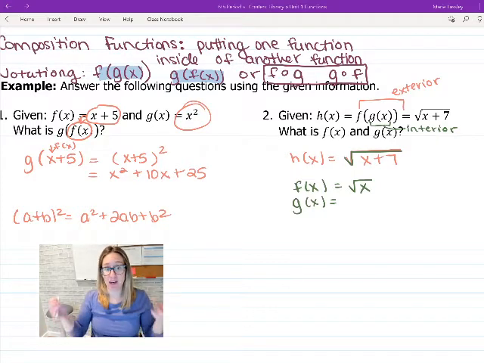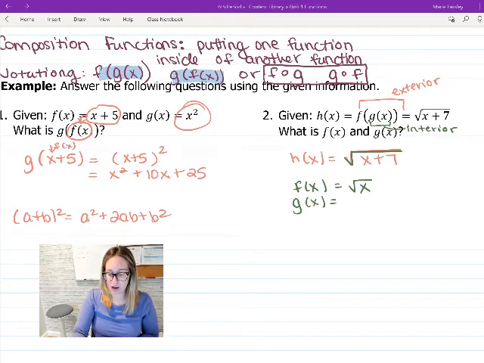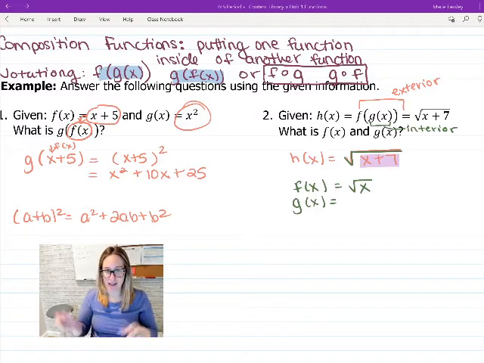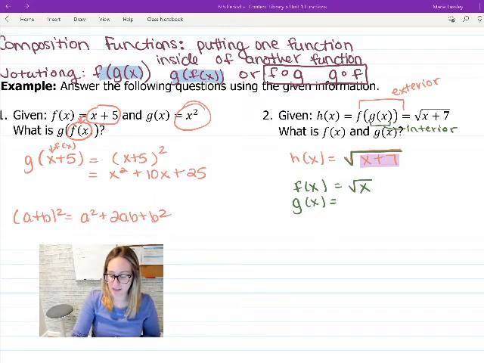g of x is what is inside the function, so it's the interior piece. If I look at what's most inside, it's that x plus 7 piece. So that means that g of x is going to be x plus 7.